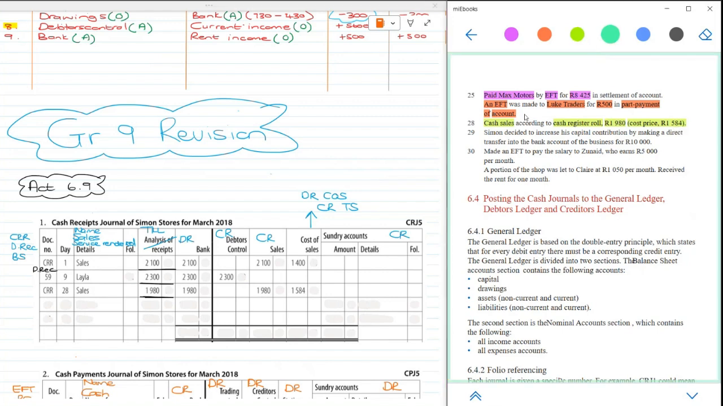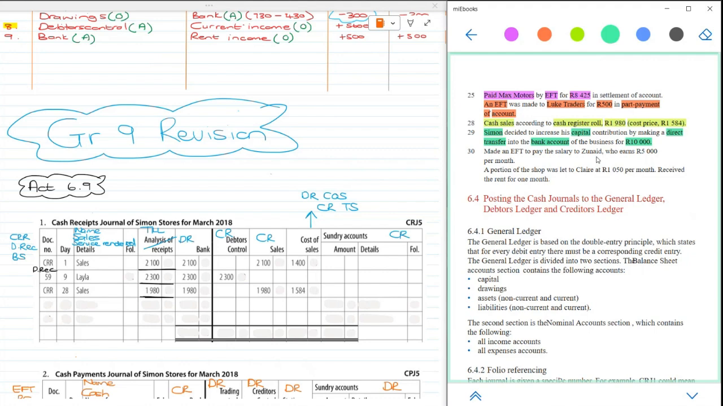On the 29th, Simon, so remember Simon is the owner, decided to increase his capital contribution by making a direct transfer into the bank account of the business, 10,000 Rand. Okay, so Simon made a payment to the business. So the business received this 10,000 Rand.